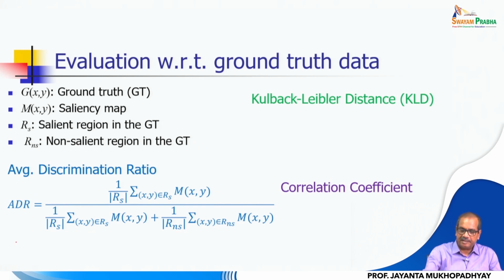So, one measure I have mentioned here is the Kullback-Leibler distance, which we know already. It is a measure of distance between two probability distributions. Now, saliency can also be related to the probability of a pixel being salient. So, we can normalize the values by the sum of saliencies at every point. That would give you the probability of the saliency value at that point.